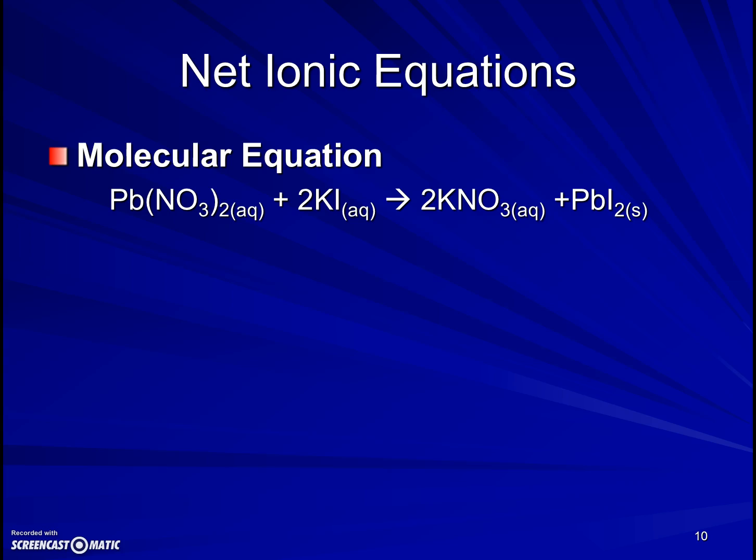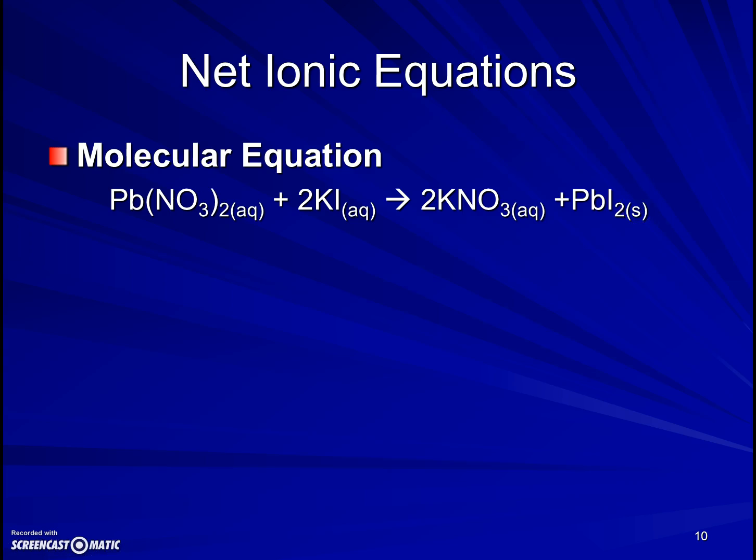Now, here's an example of a precipitation reaction. Lead nitrate is soluble in water because all nitrate compounds, metal nitrates, are always soluble in water. Potassium compounds are always soluble in water, so potassium iodide is soluble in water. But if we mix these, there are potassium ions and nitrate ions together. We say they're always soluble, but there are also lead ions in the mixture and also iodide ions in the mixture. And lead iodide is not soluble in water.